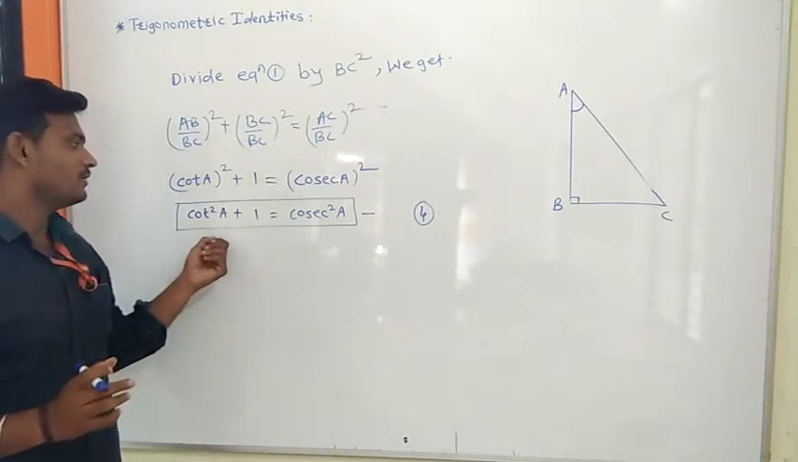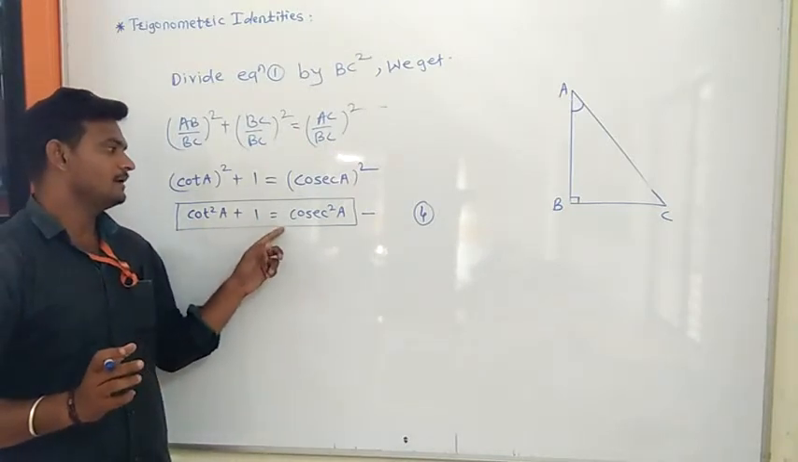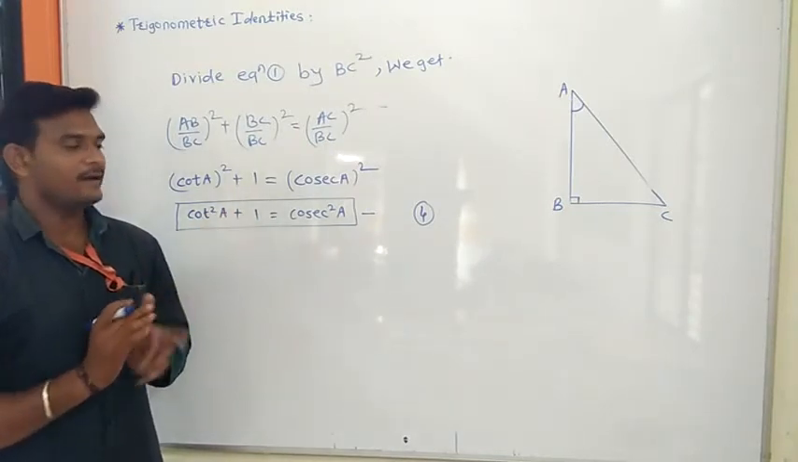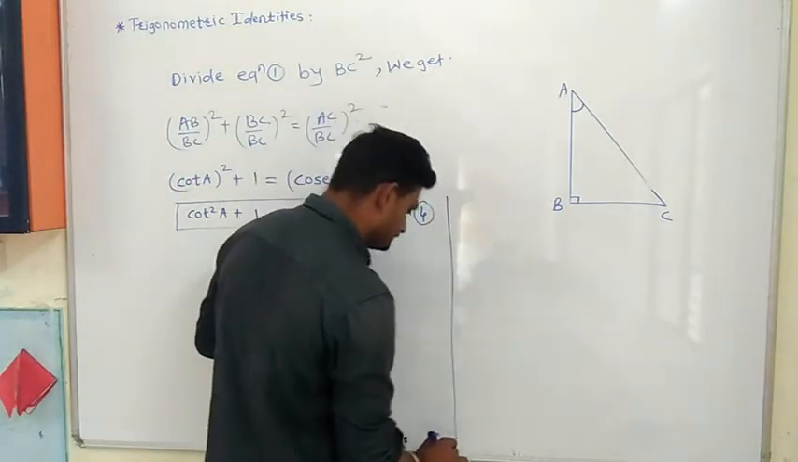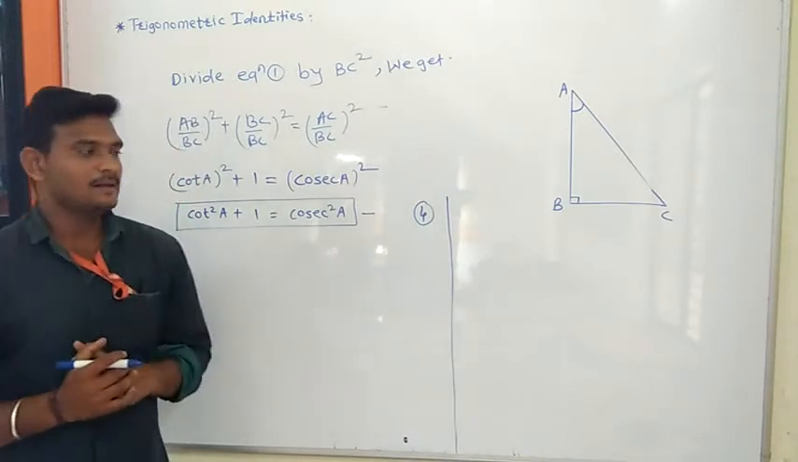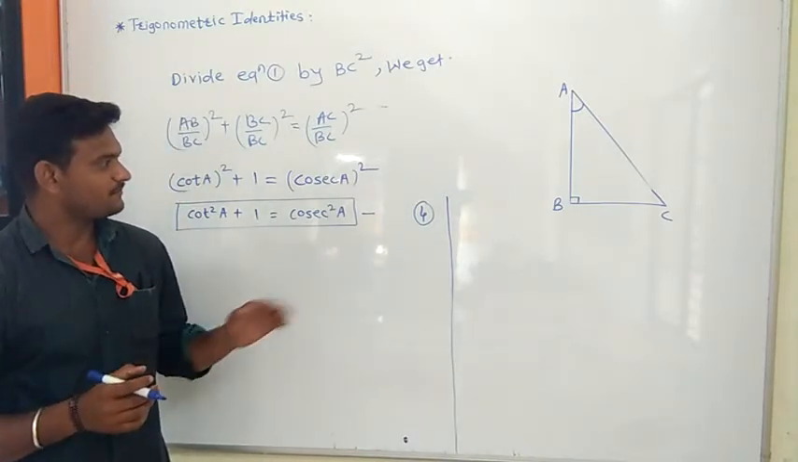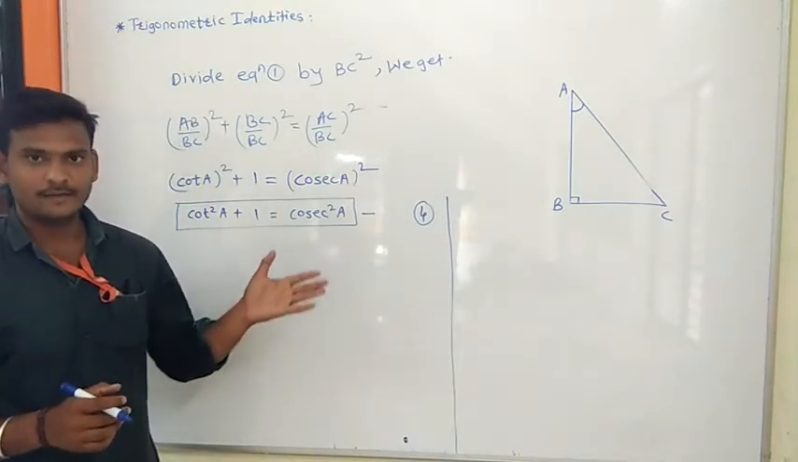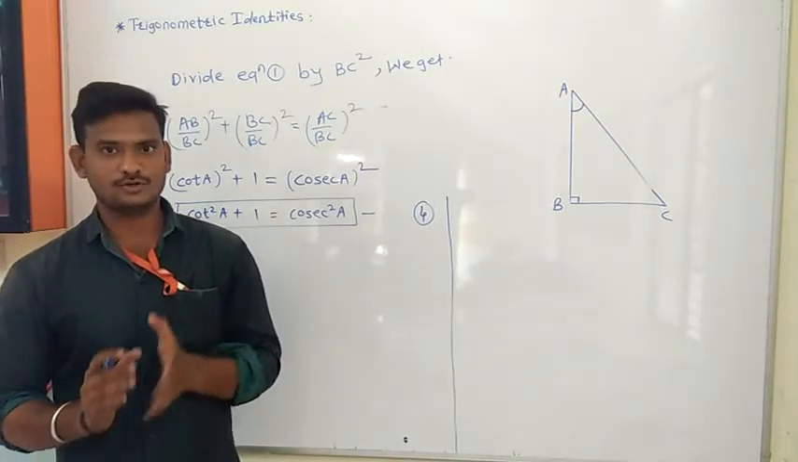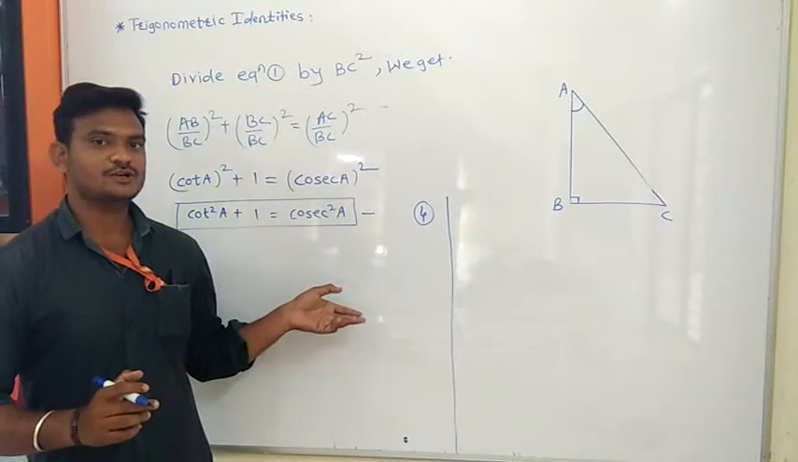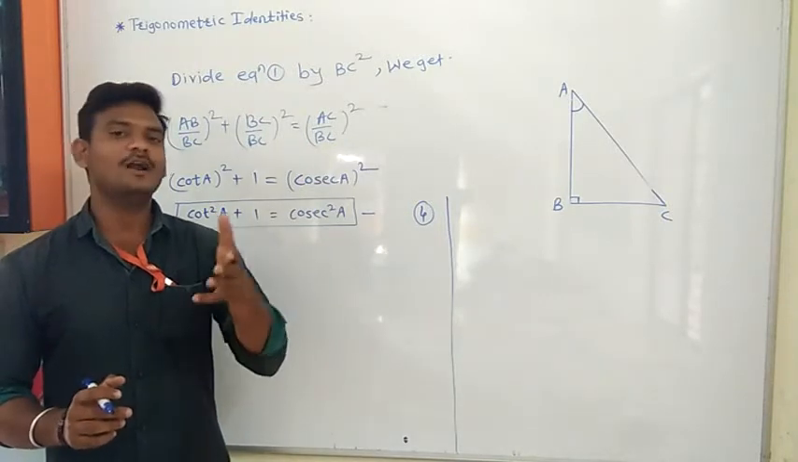What we got here? Cot square A plus 1 is equal to cosec square A. Now you all are thinking, now I will take one example. First of all copy down this. After that we will take one example. I will show you how to find, if you know one of the ratios, then how to find all the remaining ratios.